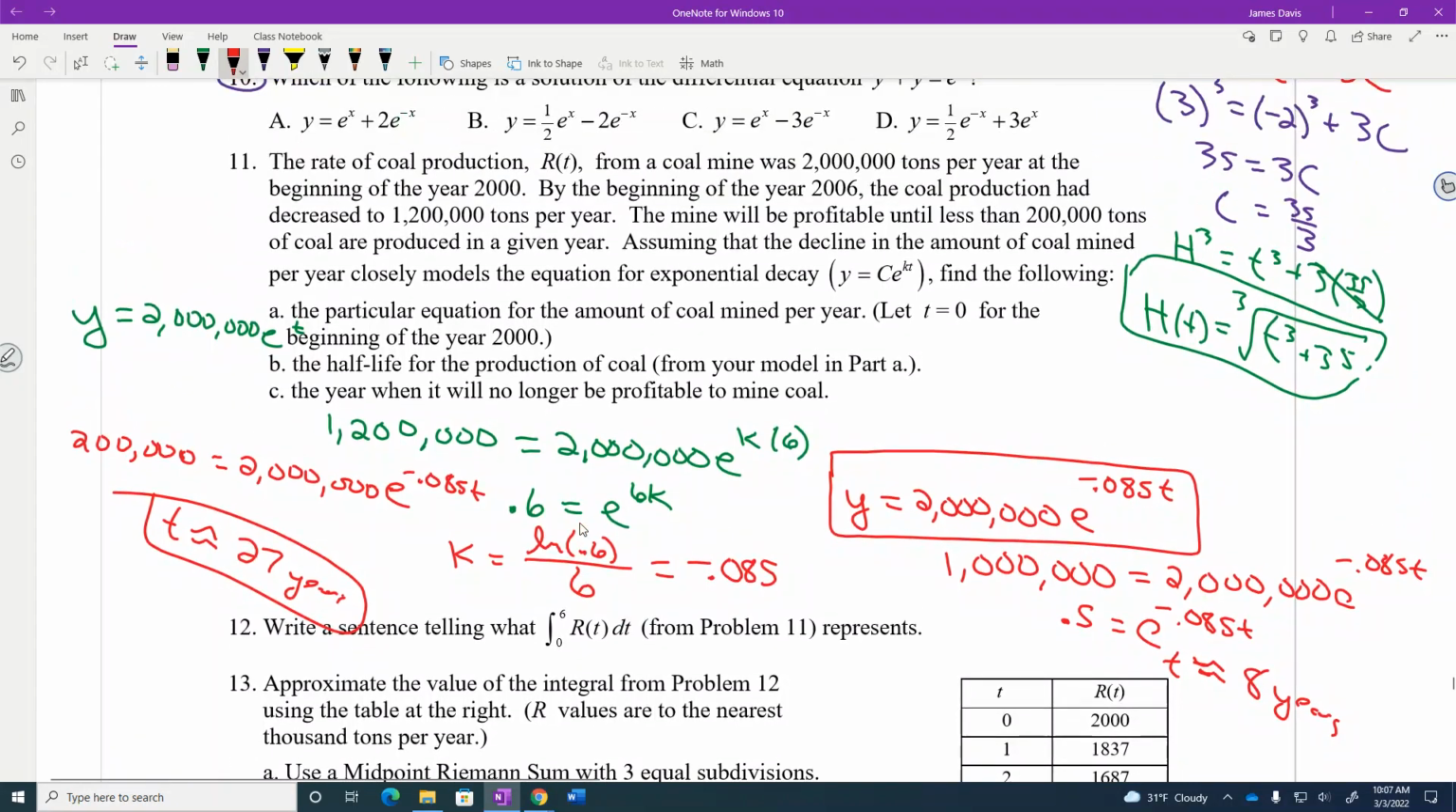So let's see if we can tell what this would mean if we did this equation and we integrated it from 0 to 6. What would that mean? Okay, but think about it in terms of what we're talking about. What does it mean in terms of the coal mine?